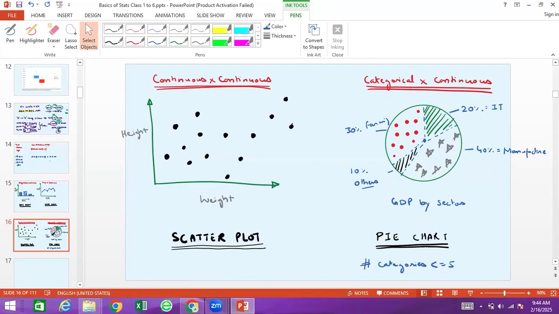The point is, it should be easy to read. Even if there are 6 categories, 7 categories, it does not matter, but it should be easy to read. What my experience says is when it is more than 5 categories, it becomes a little difficult to read.